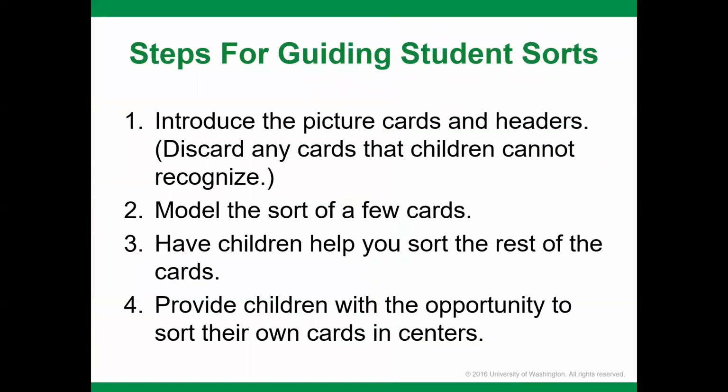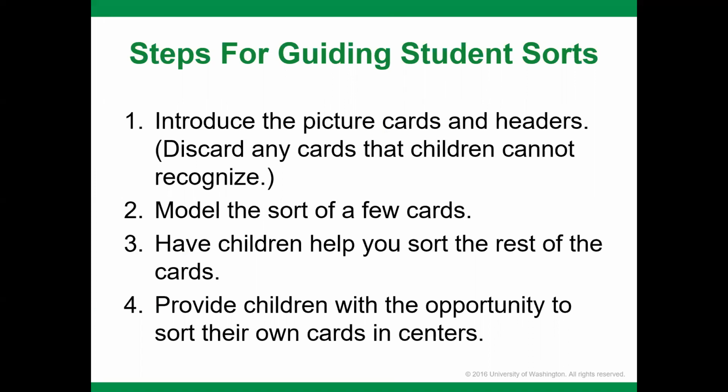The steps for guiding students to sort is, number 1, introduce the picture cards and header cards. Number 2, discard any cards that the children cannot recognize. So when you introduce to them picture cards with, let's say, a cat, make sure you have the word cat as a header. When you show them those cards, do not use any cards that the children cannot recognize. For example, don't use a complicated item like a microchip or USB port. Use picture cards of things that children in preschool age, 3 to 5, would recognize.